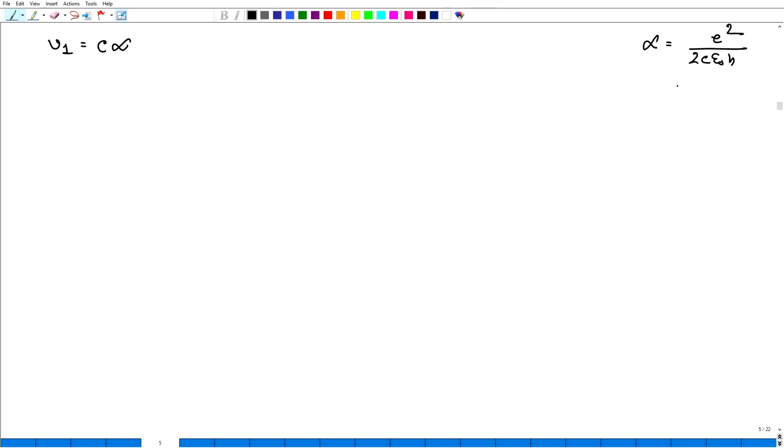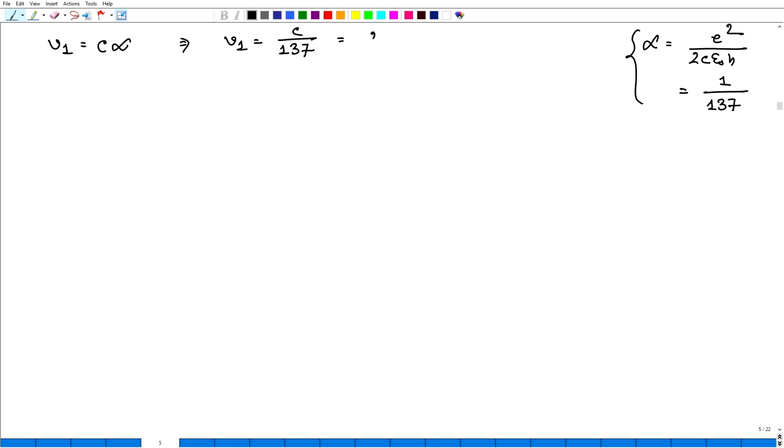So, if you put the values, then you can obtain that alpha is actually 1 by 137, a constant without any unit. So, for V1 we can write, V1 is just c by 137. So, the speed of the electron which is revolving around the nucleus in the first orbit will be 137 times less than the speed of light. If you put the value of c, 3 into 10 to the power 8 meter per second, it will come out 2.18 into 10 to the power 6 meter per second. So, this is very high speed. That is why for dealing with this speed we need to do the relativistic calculation, which is not in our course.